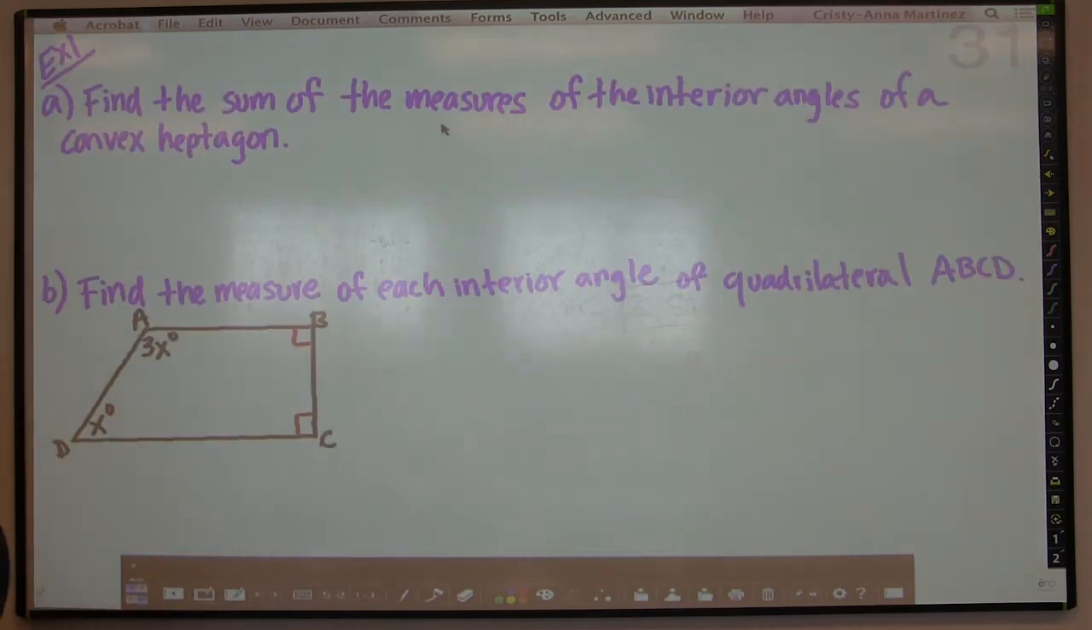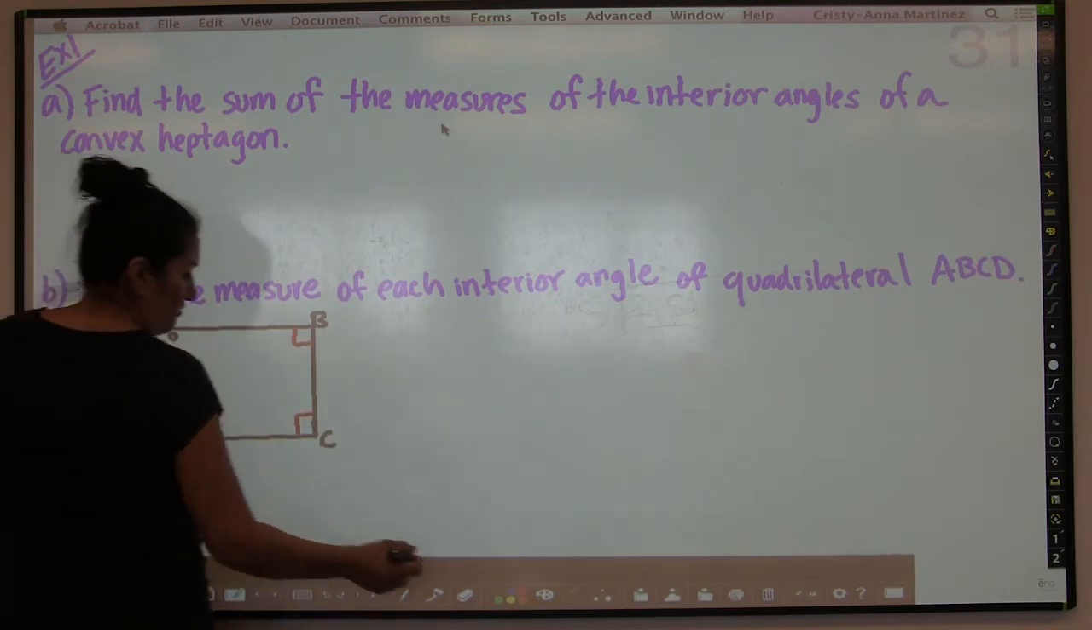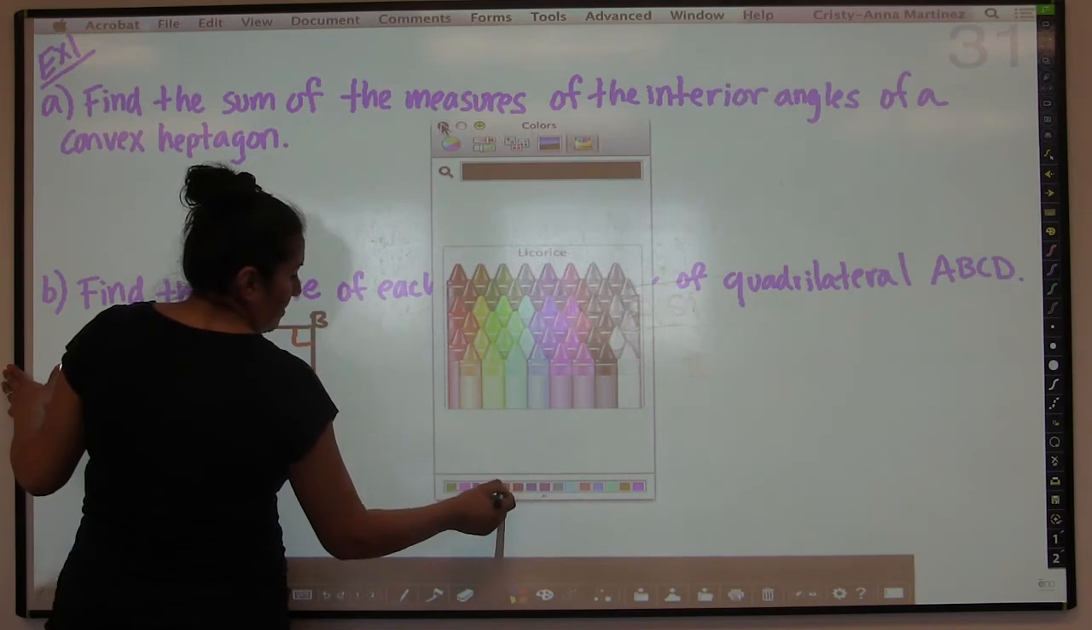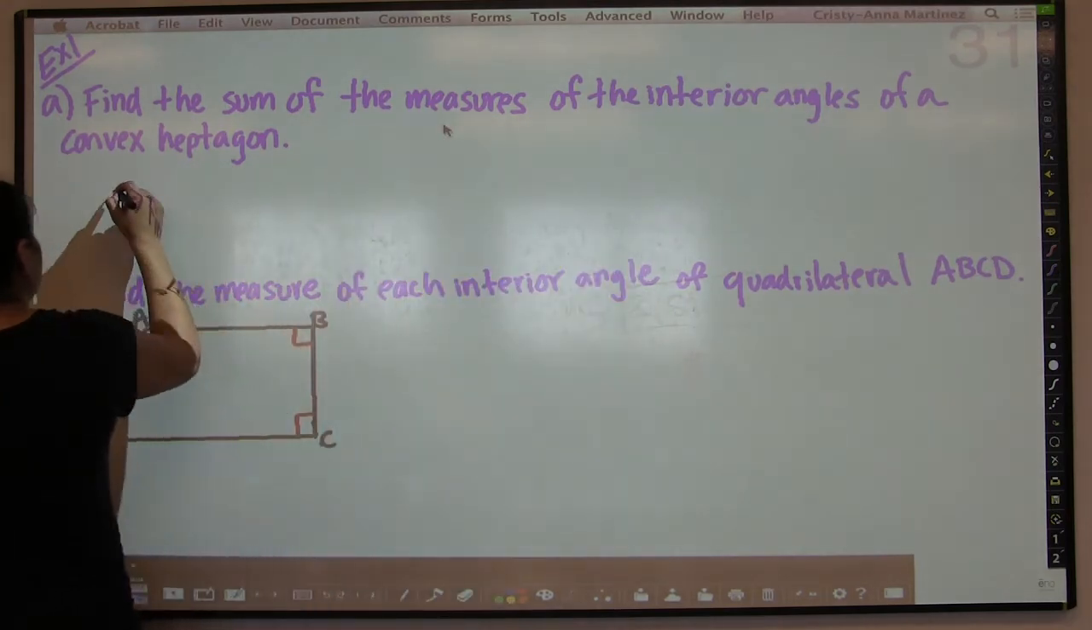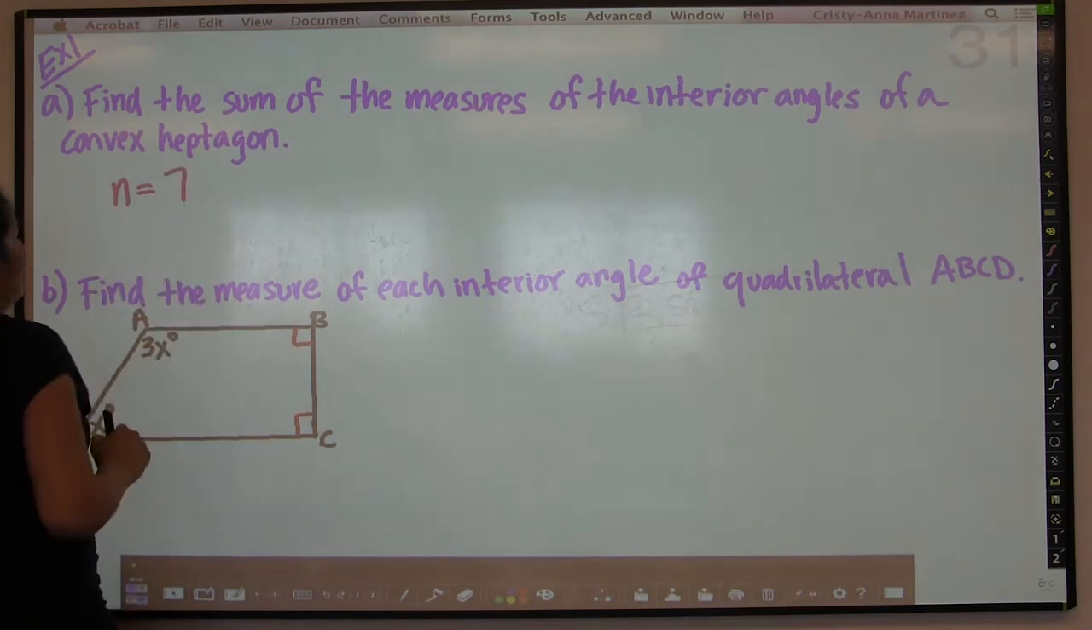It says find the sum of the measures of the interior angles of a convex heptagon. Well, a heptagon, if you didn't already know, is a polygon that has 7 sides. So I have to know that, of course, first and foremost. If you don't know that, you're going to have a hard time. So n is the number of sides, so it's going to be 7.